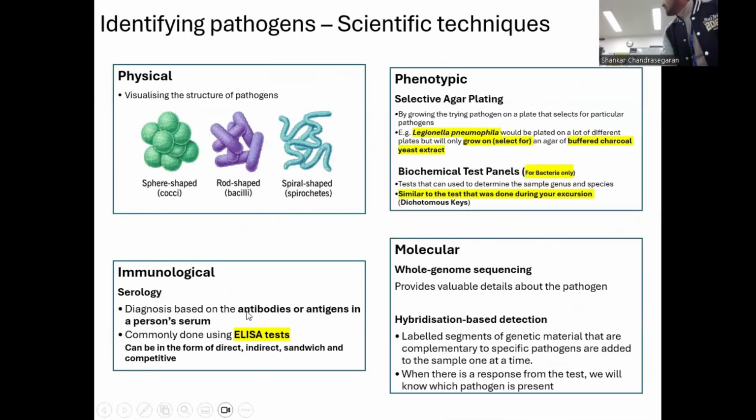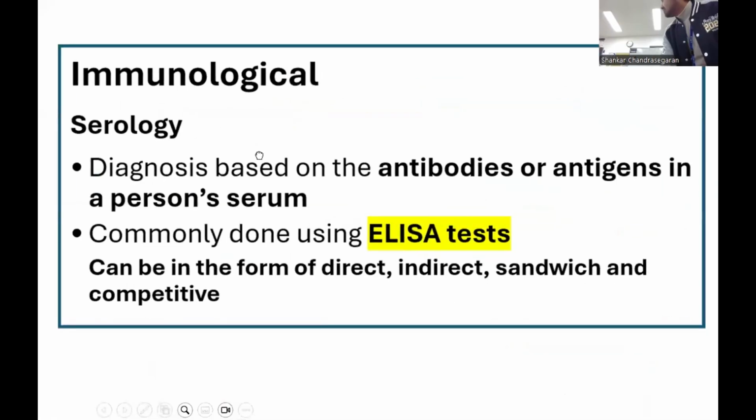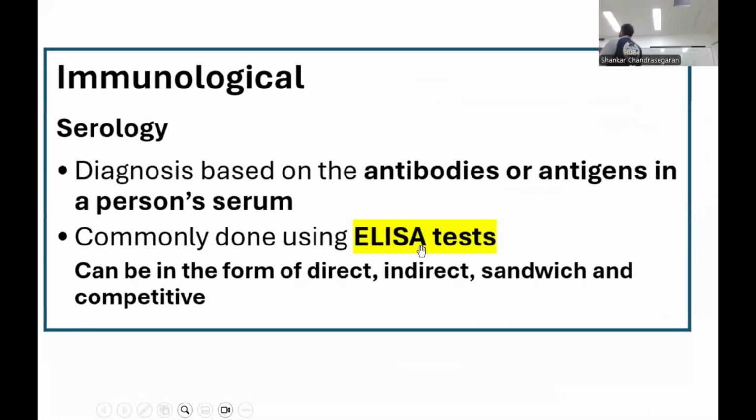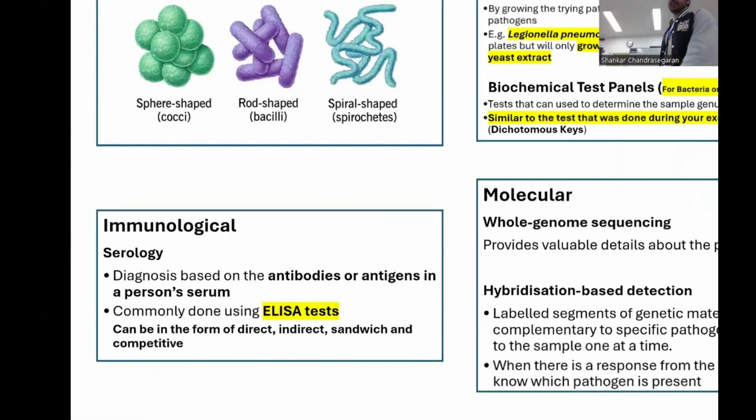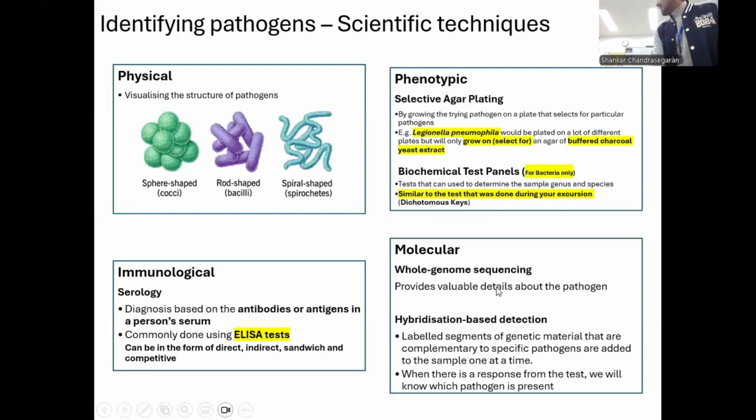All right, moving on is our immunological identification step, which is basically using a serology technique where we use the antibodies or antigens in a person's serum. Basically it's done using that ELISA test that you guys did as well. And it can be direct, indirect, sandwich, or competitive methods. We're going to look at the sandwich method in a bit. But this is basically using the antibodies or antigens in a person's serum to determine what is the pathogen that they were infected with.